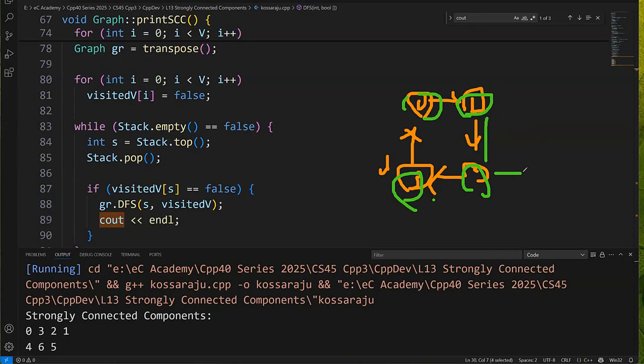Then you go into this one with the 4. You go to the 4, but you do not create a circle, because you do not visit something that you have never visited before. So this is not part of a strongly connected component. If it is a strongly connected component, in the reverse graph we should be able to pop them back out. That's the fundamental theory behind it.